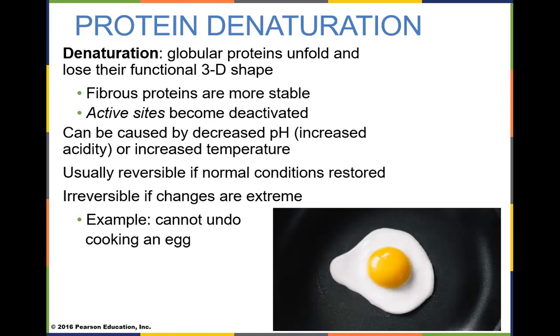A change in temperature, either up or down, a change in pH, either more acidic or more basic, the protein becomes denatured and becomes unusable. And if it's allowed to continue, the protein is destroyed. It becomes irreversible. Now consider an egg.